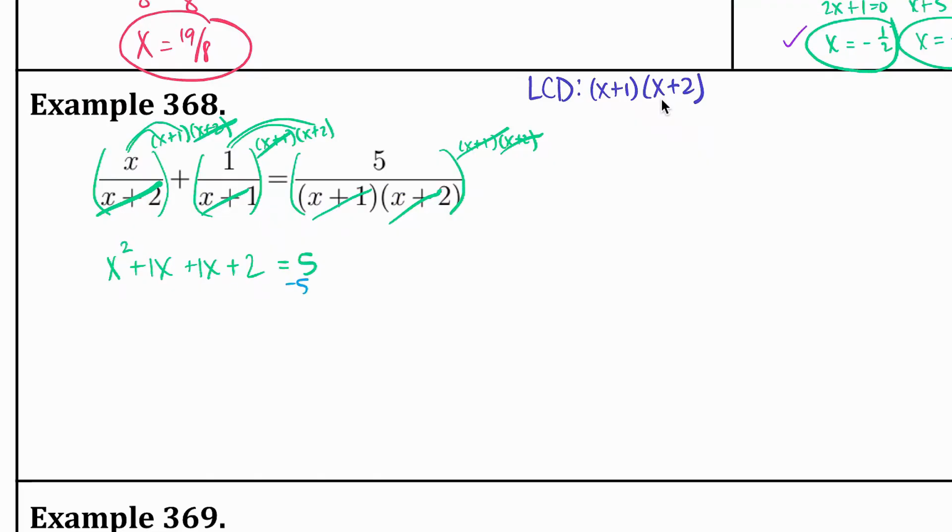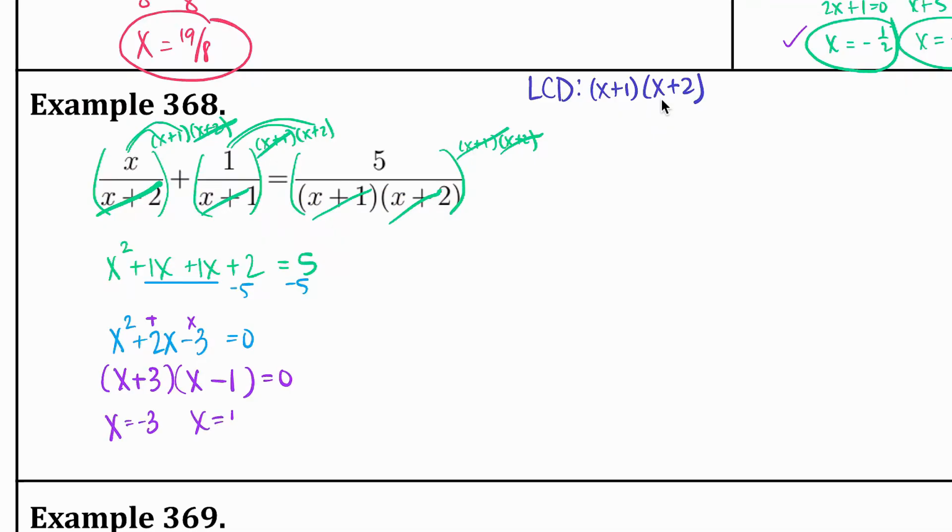I'm going to move the 5 over. I'm going to go ahead and combine these, so I get x squared plus 2x minus 3 equals 0. All right, to factor this quadratic, we want to think of two numbers that multiply to give me this and add to give me this. We're going to have x plus 3 and x minus 1. So my two solutions are going to be x equals negative 3 and x equals positive 1.